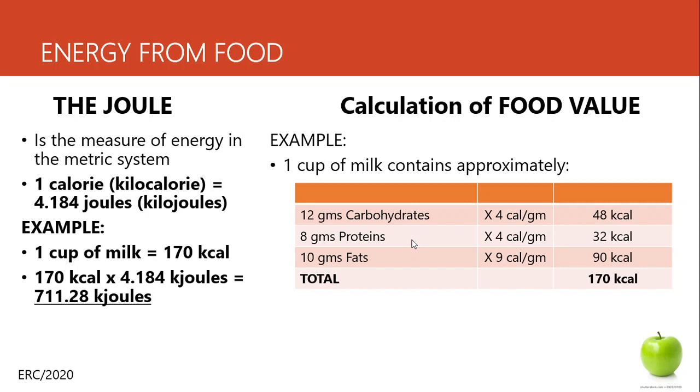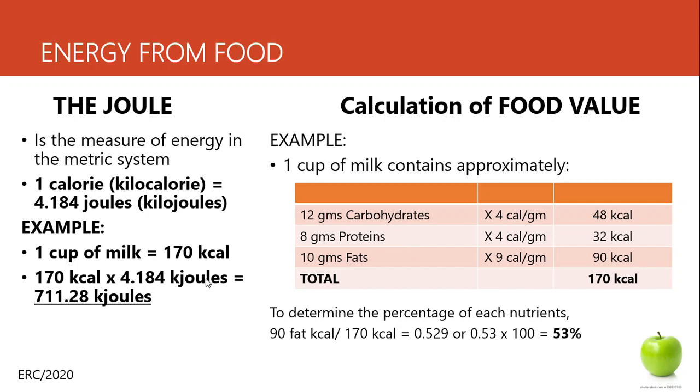Okay, so to determine the percentage of each nutrient, for example the 90 kilocalories from fats, we have to divide it by 170 kilocalories. So we arrive at 0.529 or 0.53, then multiply it by 100. So we have 53% of fats contained in a cup of milk.